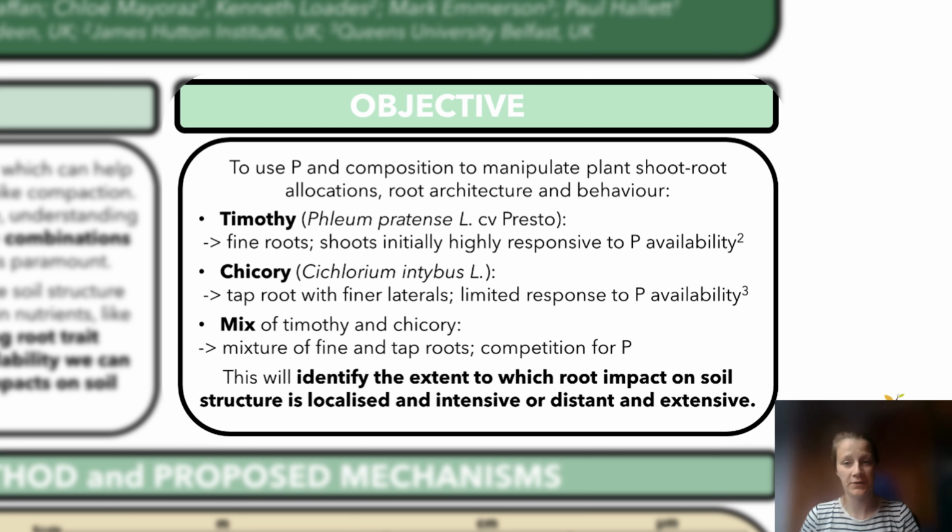The other species was chicory, which has a dominant taproot and is relatively unresponsive to phosphorus, plus has a lower competitive ability. We suspect that under low phosphorus conditions, roots have to work harder locally to extract phosphorus for the given allocation to root architecture.